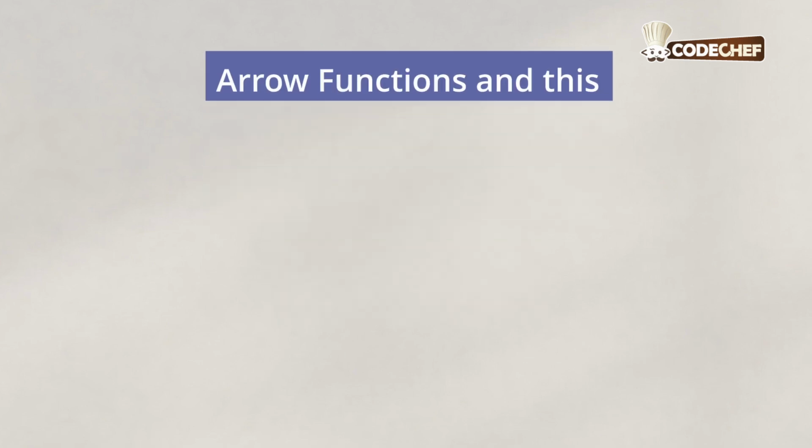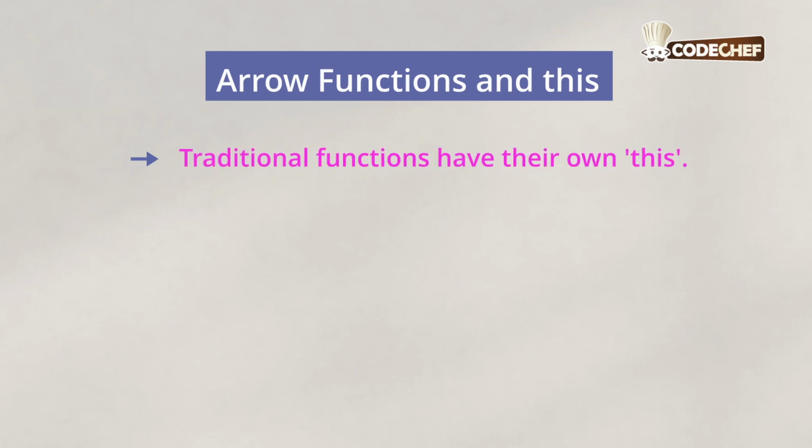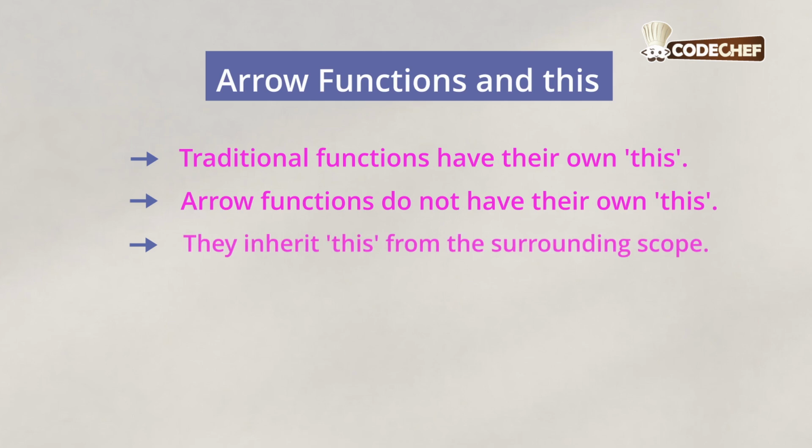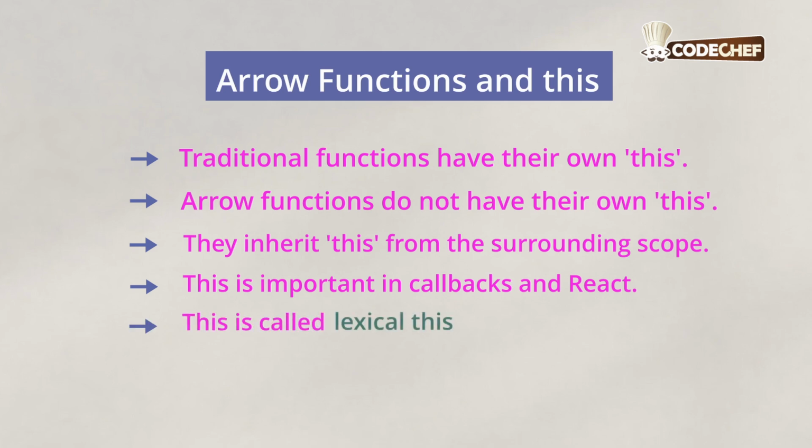So let's look at arrow functions and this. Traditional functions have their own this, which means the value of this depends on how the function is called. Arrow functions are different. They do not have their own this. Instead, arrow functions inherit this from the surrounding scope in which they are written. This behavior is extremely important in callbacks and in React, where functions are passed around frequently. This concept is known as lexical this.